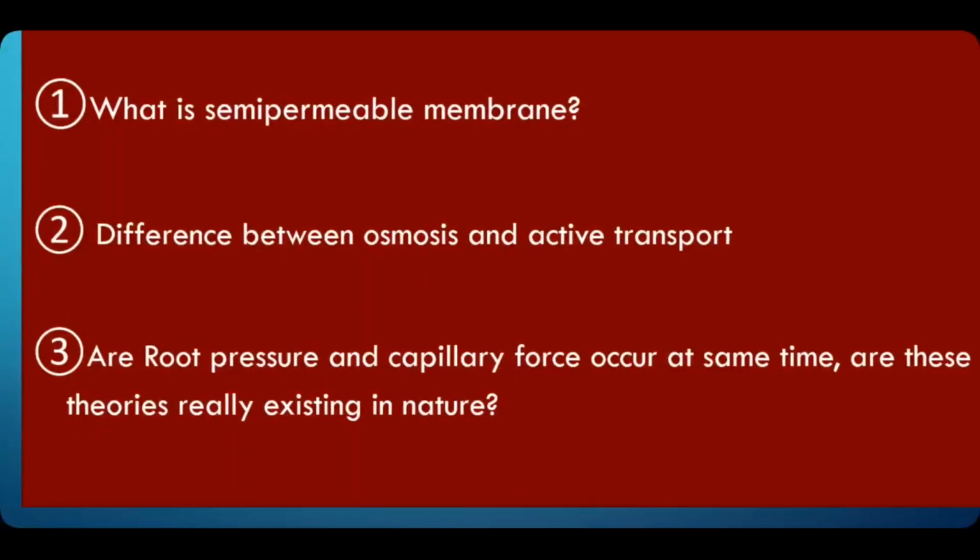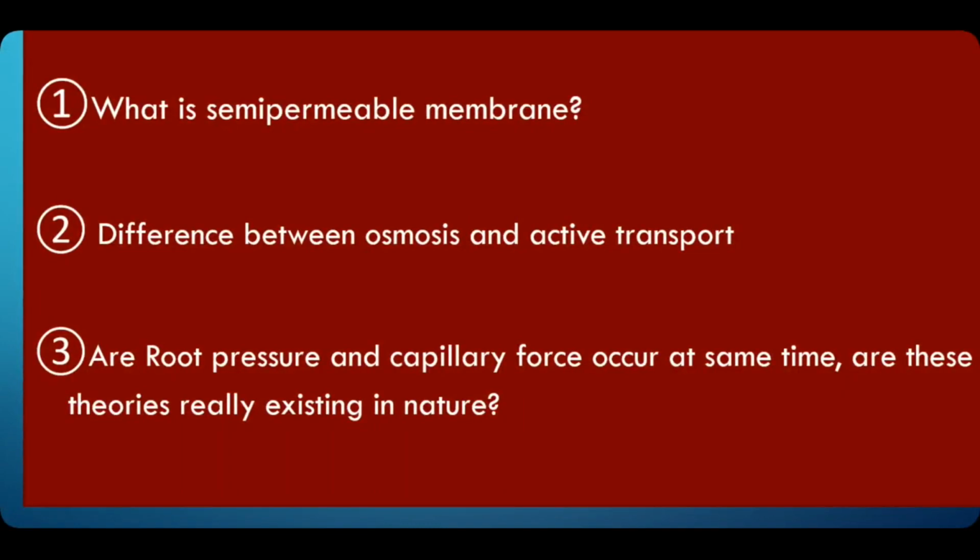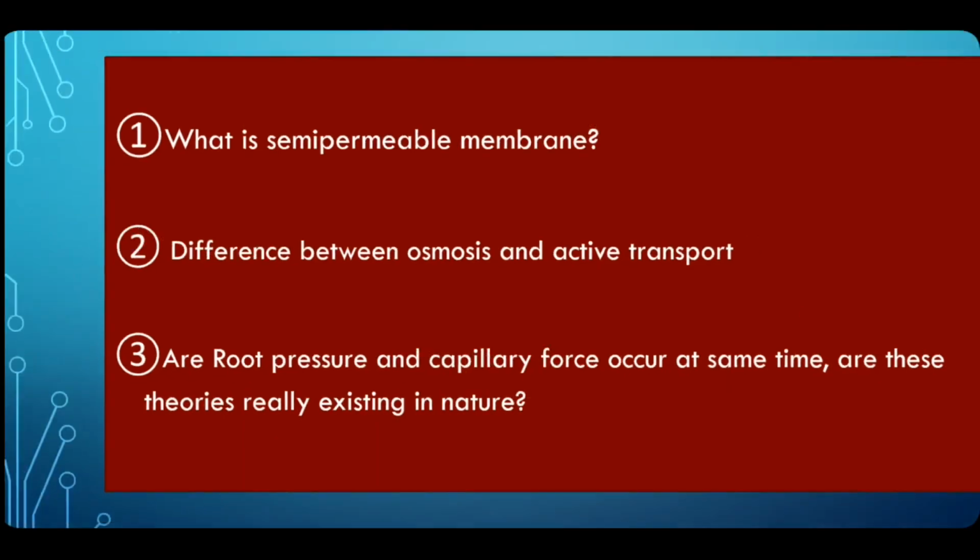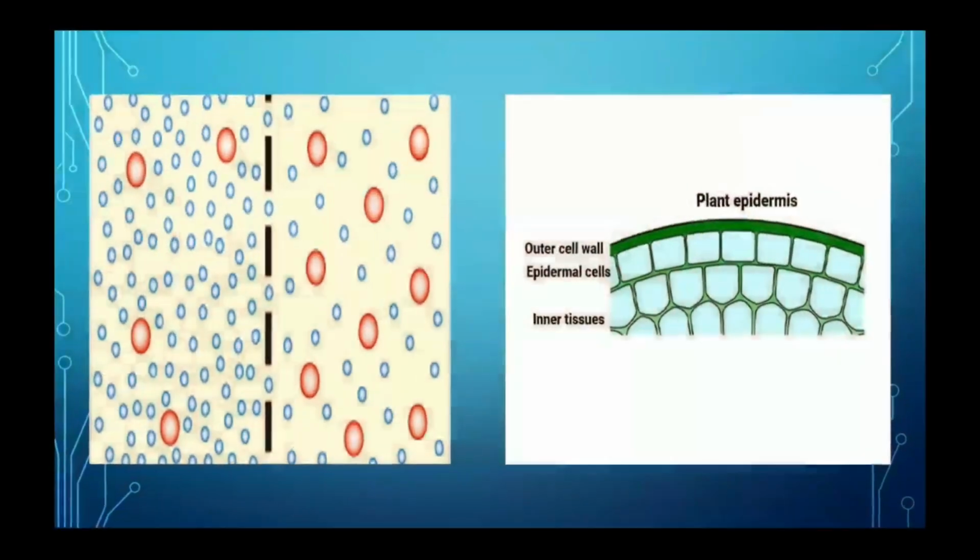Okay. Now the next question is the difference between osmosis and active transport. Both are different processes. The process in which movement of molecules takes place from higher concentration to lower concentration is called osmosis. But here the movement of solvent molecules takes place, and a semi-permeable membrane is needed. So, movement of molecules from higher concentration to lower concentration with the help of a semi-permeable membrane is called osmosis. Okay, so osmosis, I think, is clear to you.